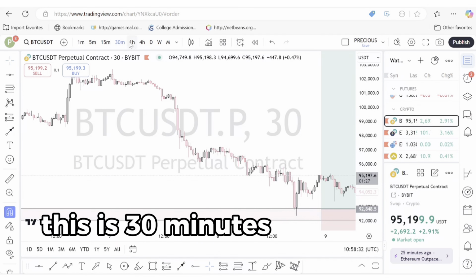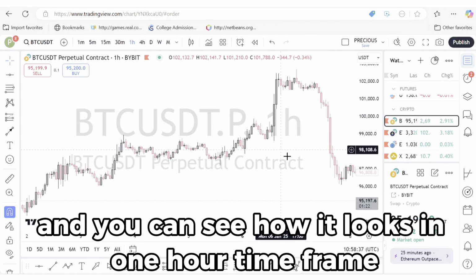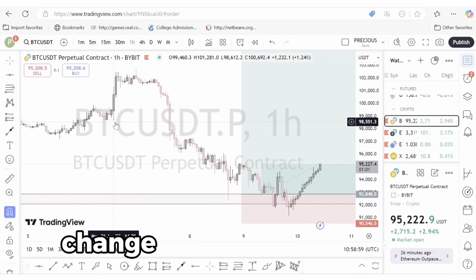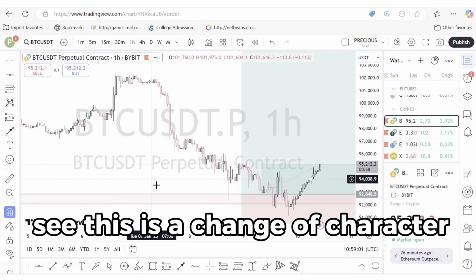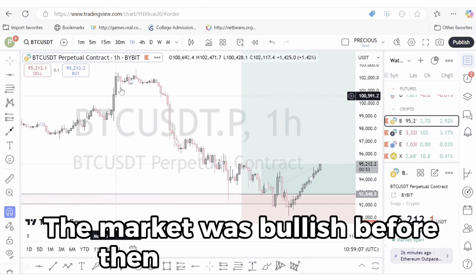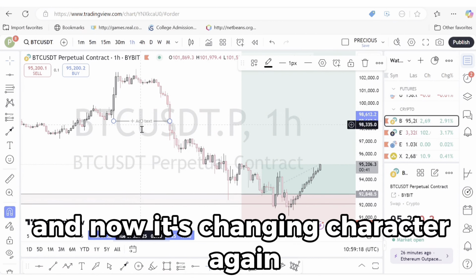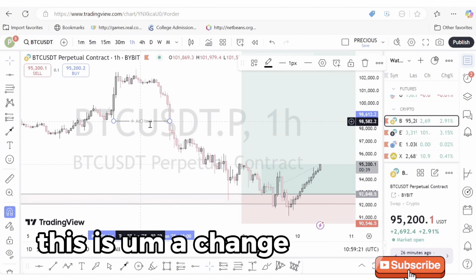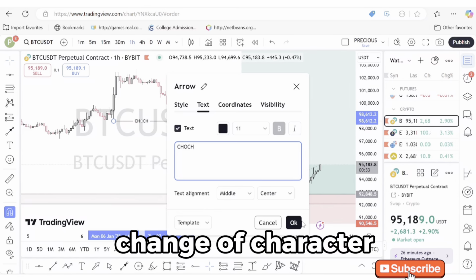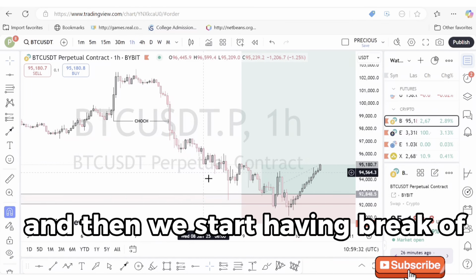This is 30 minutes going to 1 hour time frame, and you can see how it looks in 1 hour time frame. So this is how the bearish market looks in 1 hour time frame. Change of character. You can see this is a change of character to the downside. The market was bullish before, then changed character. Changed character, became bearish, and now it's changing character again. So this is a change of character. And then we start having break of structure to the downside.